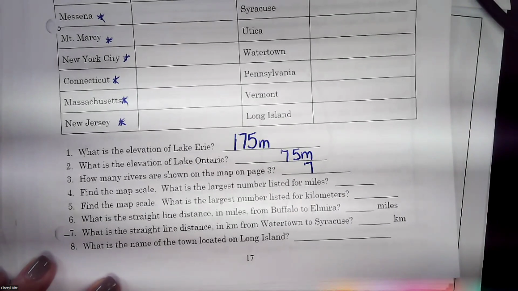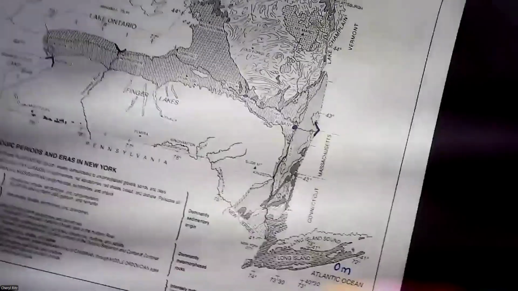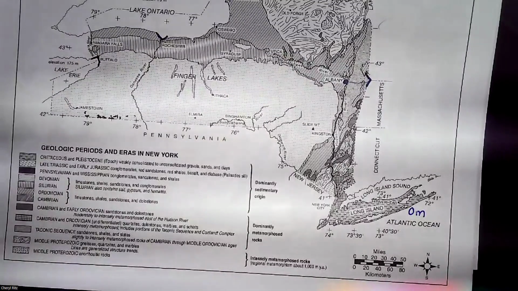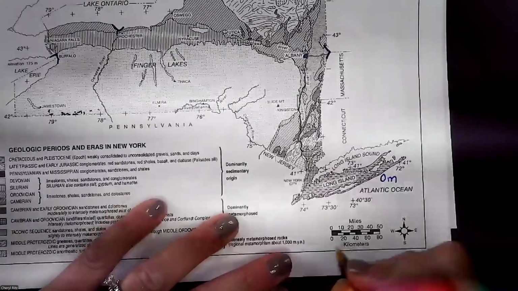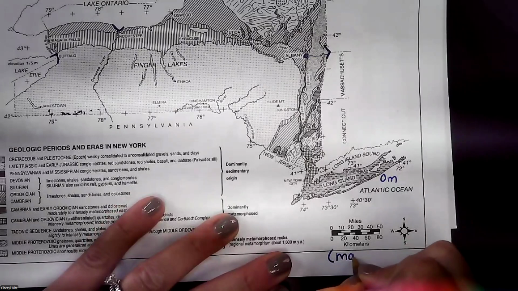How about the map scale? First of all, what's a map scale for? First of all, what is the map scale? Where is it? Point to it. Bottom corner. This is the map scale. If you needed a label, go ahead and label it.